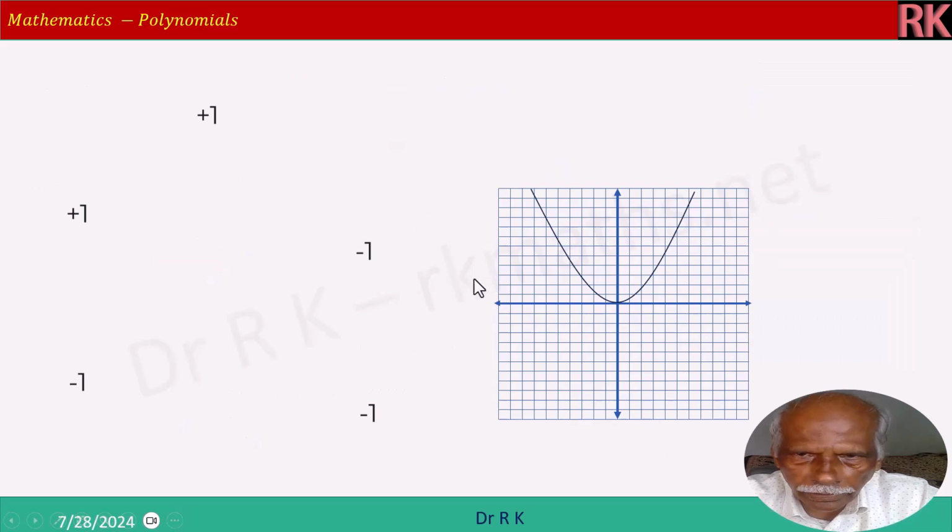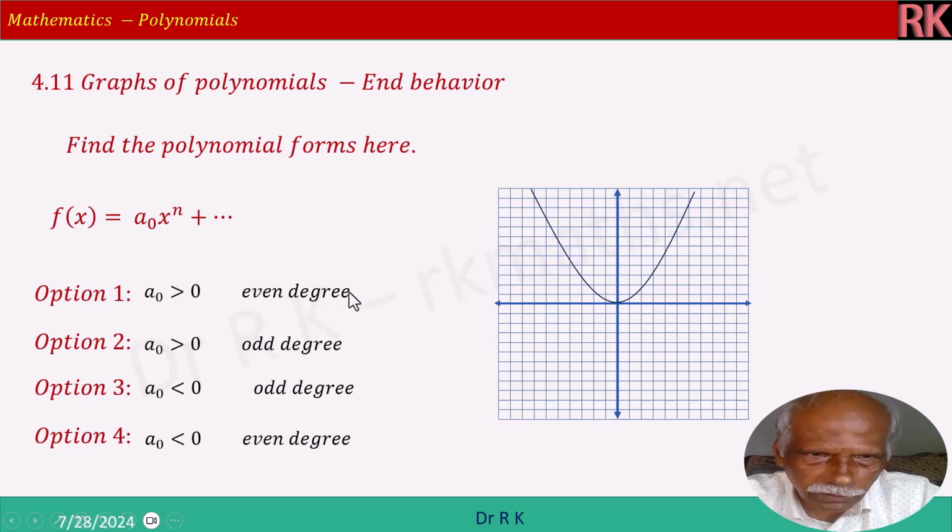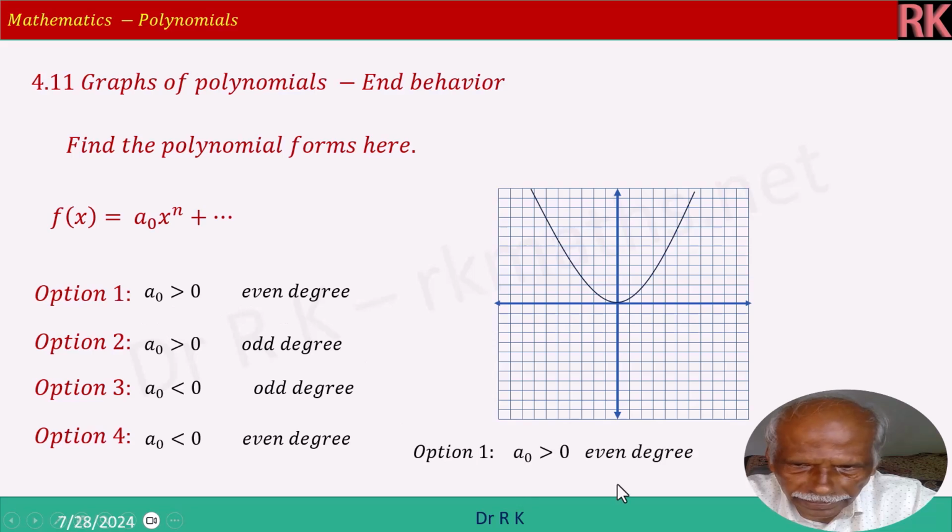Now we will try to find the solution for this problem. What are the characteristics of the leading coefficient? Since it is symmetric about the y-axis, the degree is even. So n is even. And it is going upward, therefore A0 is positive. Therefore, A0 is greater than 0 and even degree, option 1 is the correct answer.